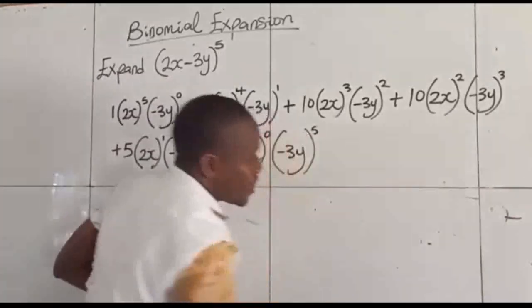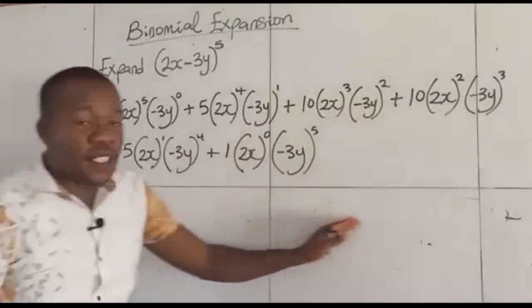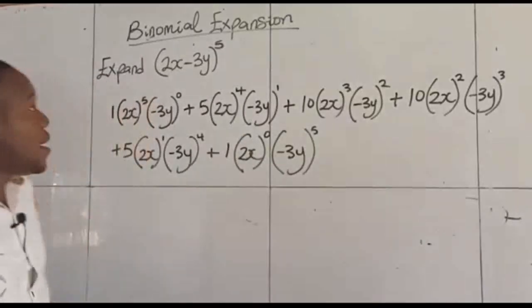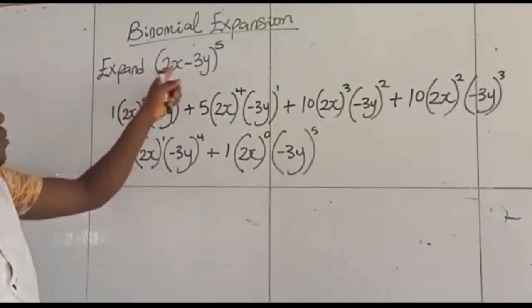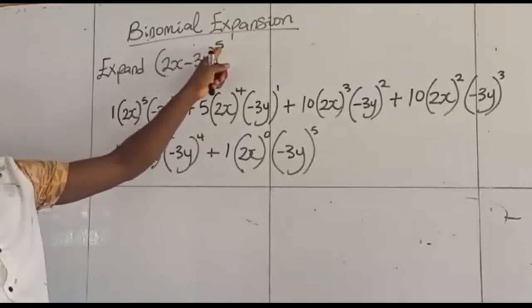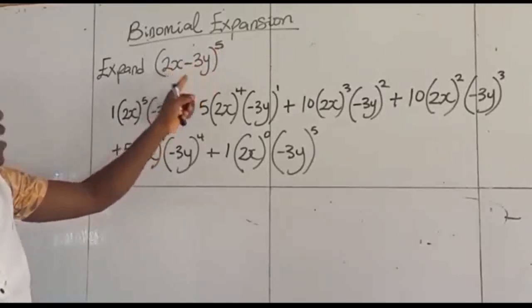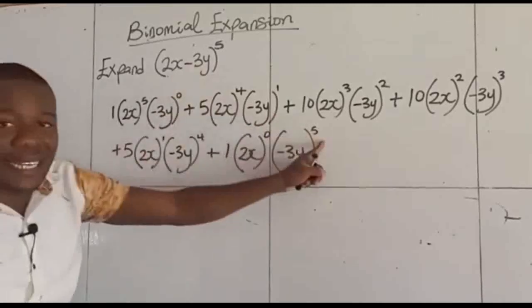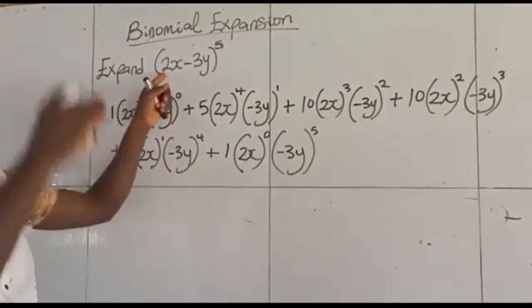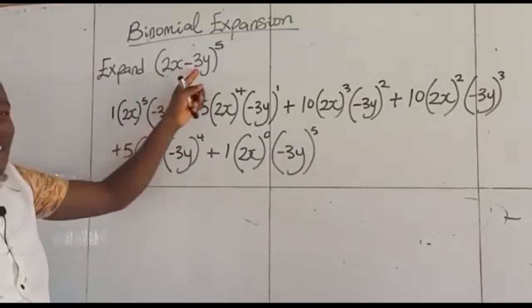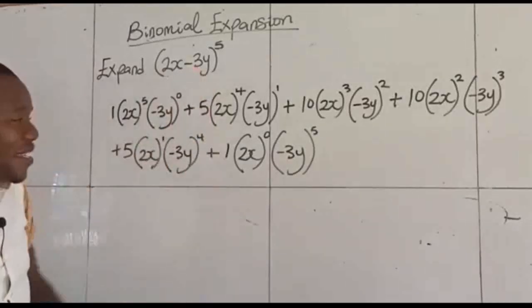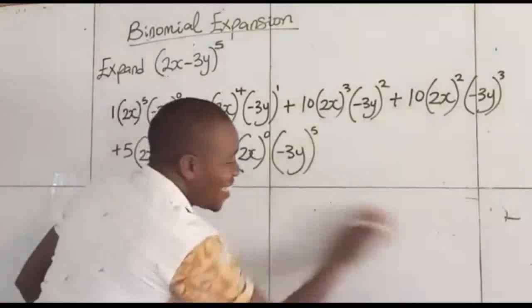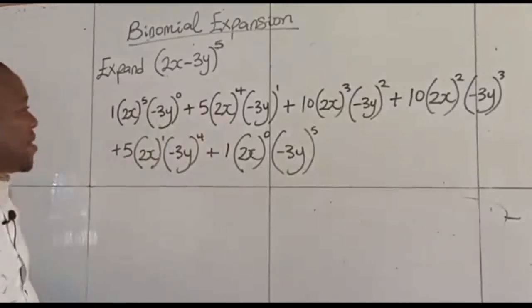Take note of what we just did. We use the coefficients in the Pascal's triangle and then pick the terms and move the powers from the highest to the least for the first term. And then from the second term, we move the powers from the least to the highest. So for the first term, from top to bottom. For the second term, from bottom to top. Well, this is what we have. So we continue from here.